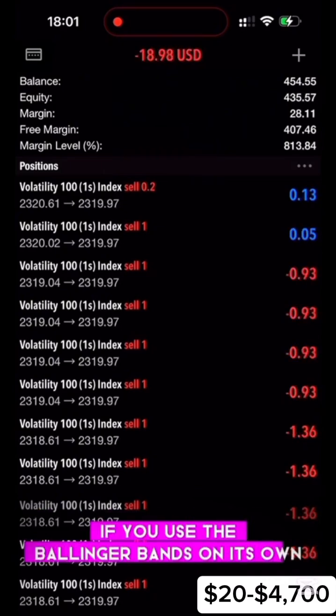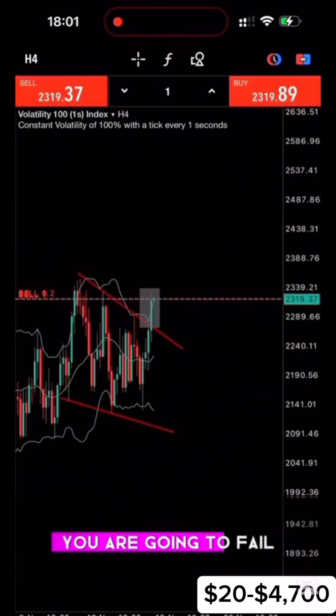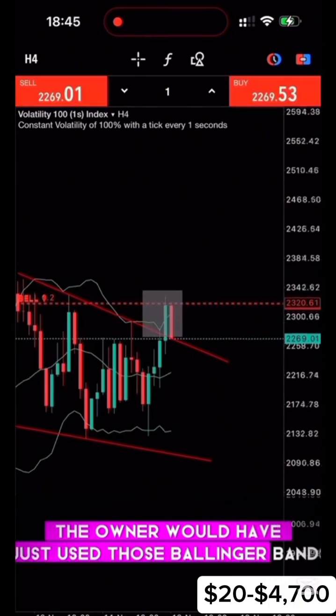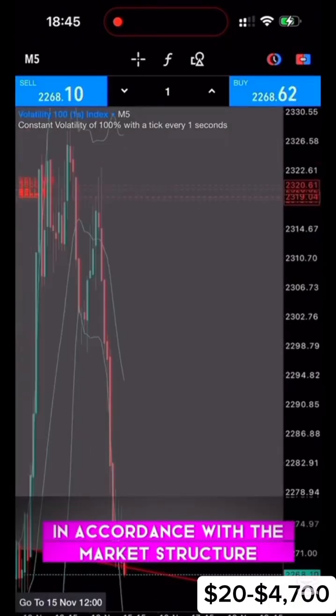If you use the Bollinger Bands on its own without the trend line, trust me, you are going to fail. You are going to fail because if it was that accurate, then the owner would have just used those Bollinger Bands. So you need to use them in accordance with the market structure for them to work.